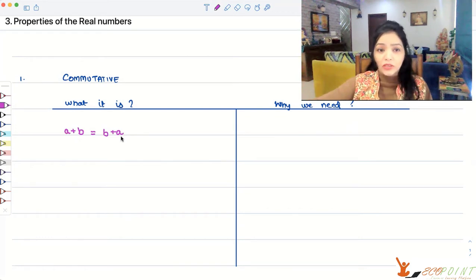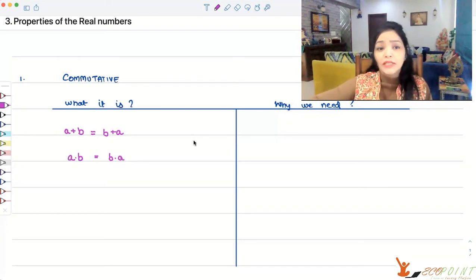Ordering does not make any difference when you add two real numbers or when you multiply two real numbers A and B. So whether you multiply A by B or B by A, it's going to be the same thing. So 2 multiplied by 3 is 6 and 3 multiplied by 2 is also 6. Similarly, if you take 2 and 3 again, 2 plus 3 and 3 plus 2 both give you 5. So it will not make any difference. This is very easy to actually see.